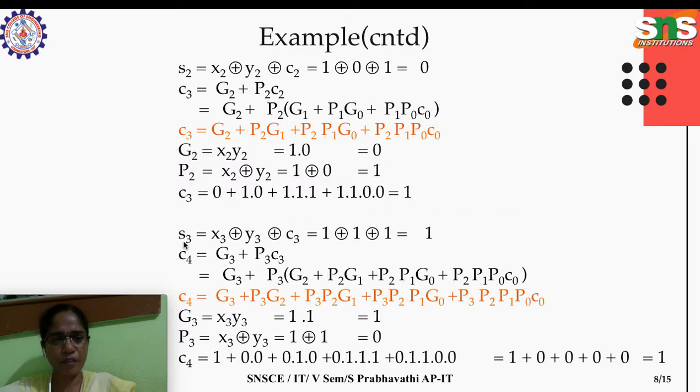Similarly, for the last bit S3, we receive an odd number of ones in XOR, so the output is 1, and C4 is nothing but G3 plus P3 C3. C3 we have just computed as this complete equation. So finally C4 is calculated depending only on C0. It doesn't depend on the carry of C3, or the carry of C2, or the carry of C1. So that is the concept behind the carry look ahead adder.